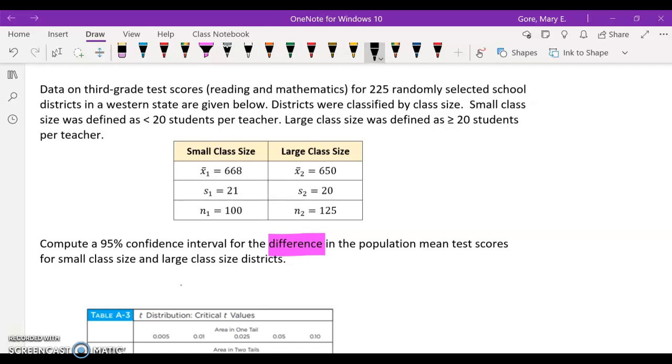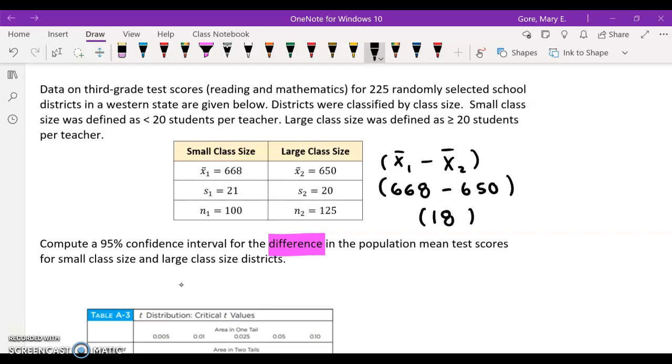So in order to do that, of course, they took these samples to accomplish it. We don't have population means, but we do have sample means here. We're going to use the subscript 1 for small class sizes and the subscript 2 here for large class sizes. And so we'll find the difference of these two. Let's see what we have here. We have 668 minus 650, which gives us, looks like 18 as the observed difference between the two sample means.